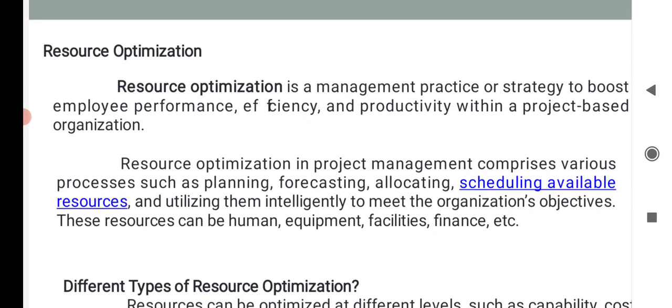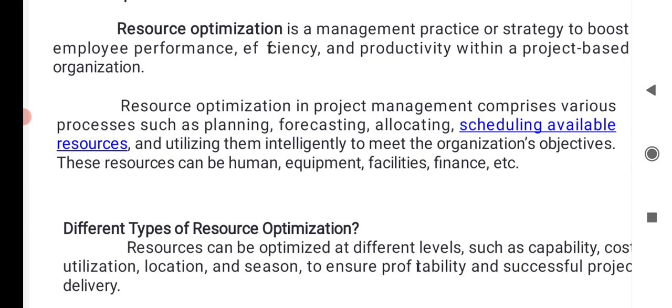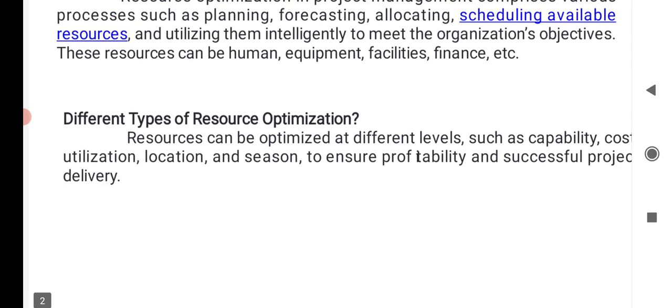Resource optimization is a management practice or strategy to boost employee performance, efficiency and productivity within a project-based organization. Resource optimization in project management comprises various processes such as planning, forecasting, allocating, scheduling available resources and utilizing them intelligently to meet the organization's objectives. These resources can be human, equipment, facilities, finance and so on.